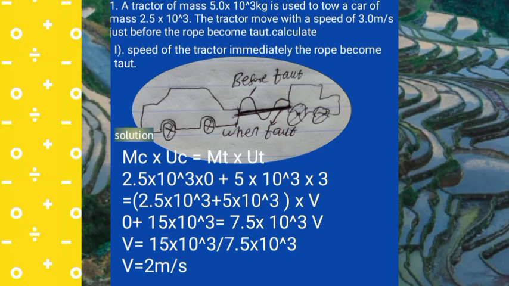So we now want to get our final velocity, which is the total velocity of both the tractor and the car. Then you have to divide both sides by 7.5 times 10 raised to power 3, and that is 15 times 10 raised to power 3 over 7.5 times 10 raised to power 3. And when we divide that, we get 2. And then our final velocity, which is the same thing as the velocity of the tractor and the velocity of the car, is 2 meters per second.